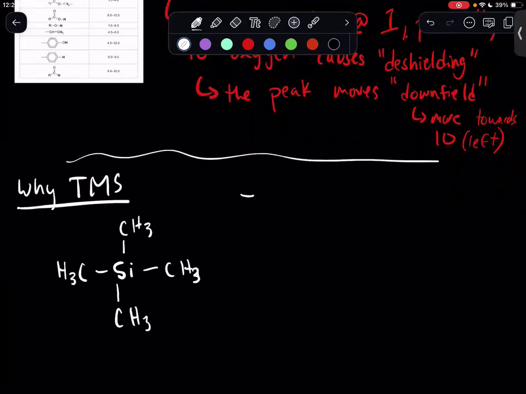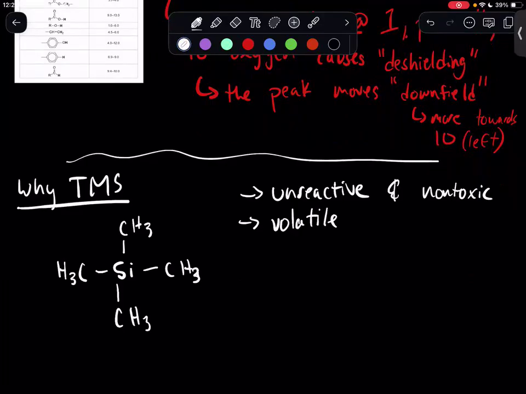So first off, TMS is super unreactive, as you can guess from all the methyl groups, and non-toxic, meaning it's safe to use in a lab. It's also very volatile. Remembering that volatile doesn't mean explosive necessarily, but just that it's easy to become a gas. So this is easy to remove. You can just boil it off at very low temperatures, so you can remove it from your sample to purify your sample once you've done your testing.